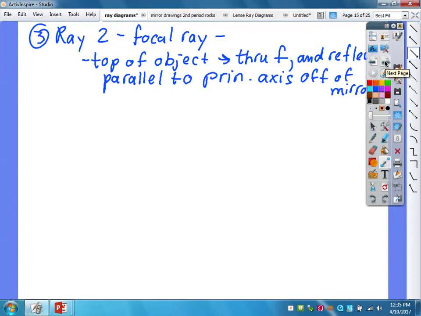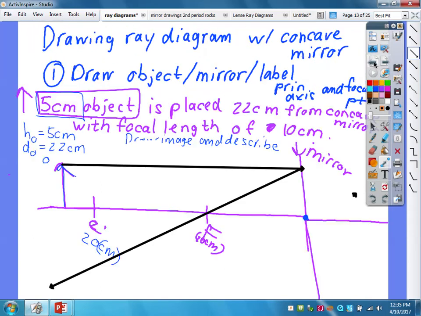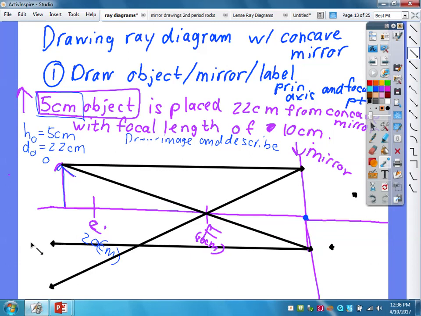Ray 2 is called the focal ray because you basically do the opposite. You could draw from the top of the object through the focal point and then reflect it parallel back with the axis. So what that means is this. I still start at the top, but this time I go through the focal point down to the mirror. When I hit the mirror, what's that light ray going to do? It's going to reflect straight back. Reflect straight back. All right? So I get this image, and this kind of drawing. This is going to be very common.